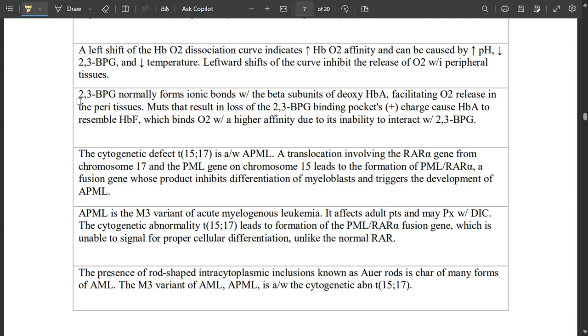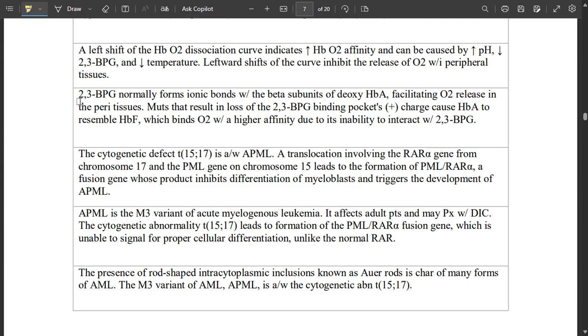2,3 BPG normally forms an ionic bond with the beta subunits of deoxyhemoglobin A. One of the most important steps in glycolysis is the formation of 2,3 BPG. In the deoxy form of the hemoglobin A molecule, the 2,3 BPG attaches by ionic bond to the beta subunit of deoxyhemoglobin A, facilitating oxygen release in peripheral tissues. So 2,3 BPG is like a boxer: when it comes, it blows out oxygen into the peripheral tissues.